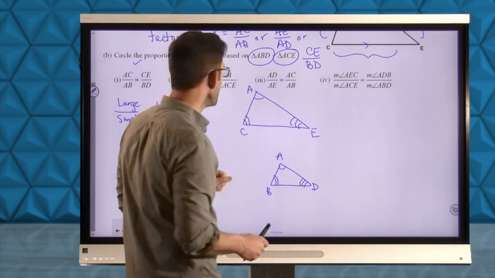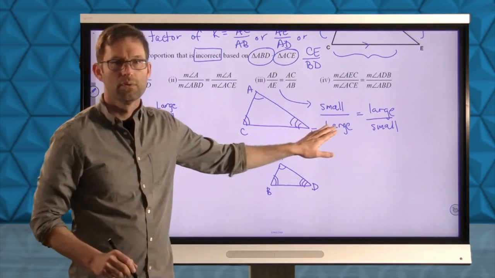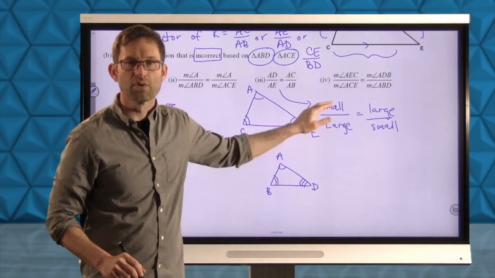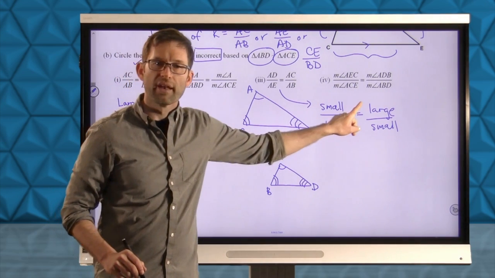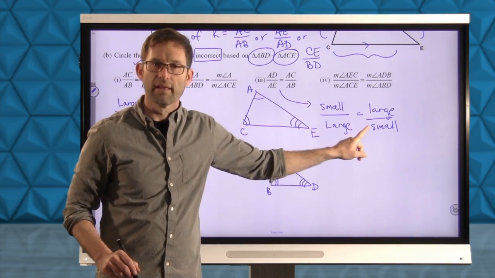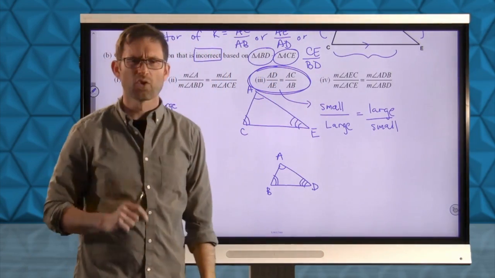Let's take a look at number 3. Number 3 says AD divided by AE. AD divided by AE, that's small divided by large, is equal to AC, large, divided by AB, small. No. The order has to stay the same. So if I'm taking a length from the small triangle, dividing it by a corresponding length of the large triangle, then I'd have to have a length from the small triangle divided by a length from the large triangle. So this is actually the correct choice because it's an incorrect ratio.